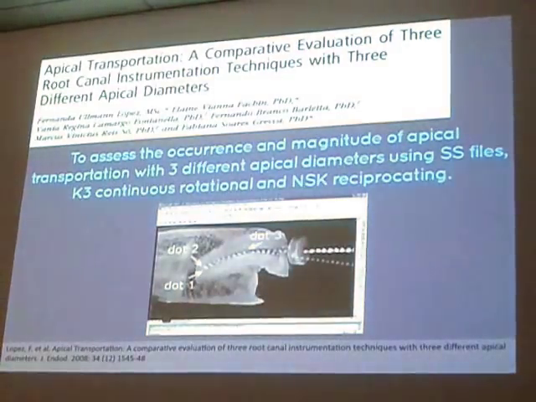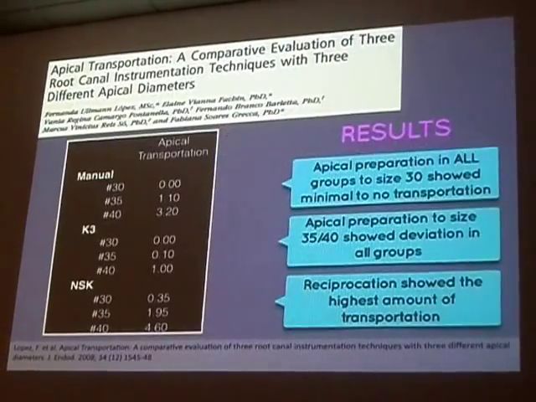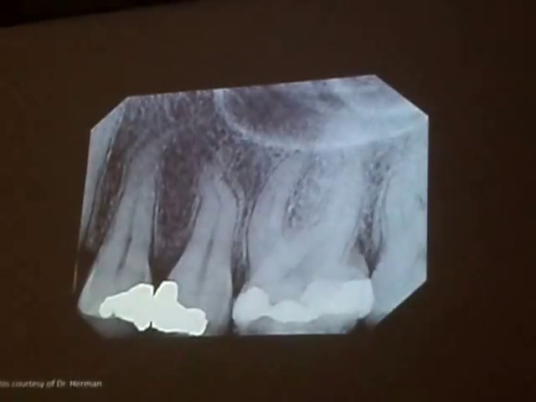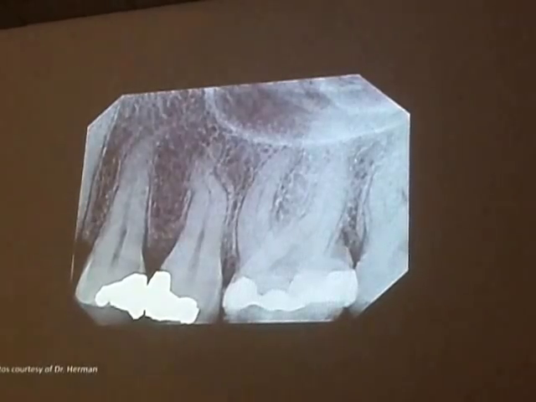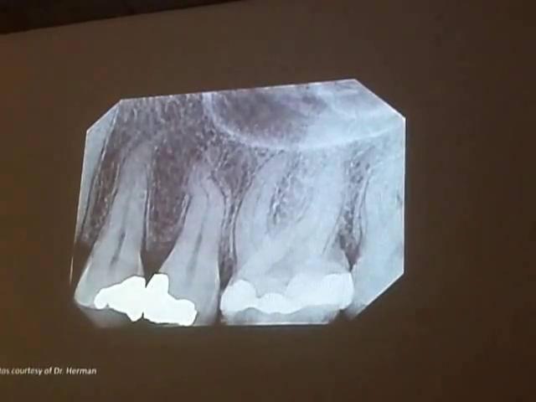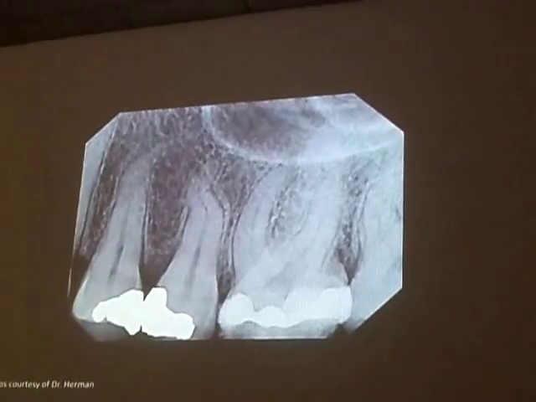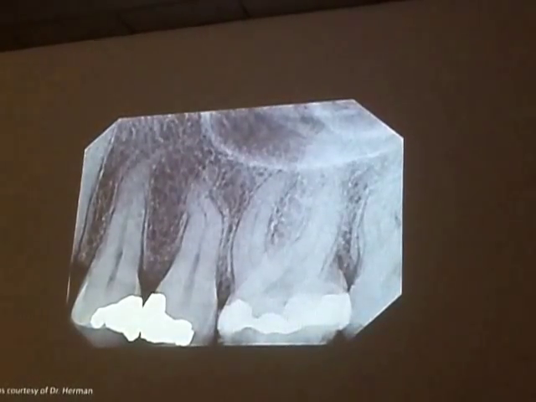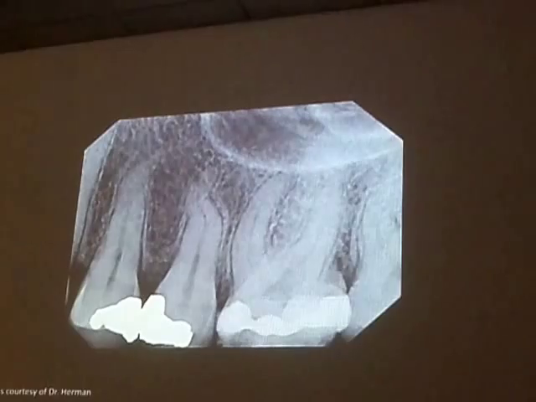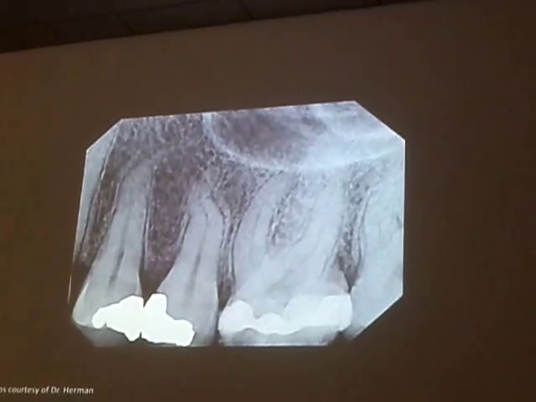Okay, so again, what we can see here is sort of respecting the original anatomy of the canal. So we have a pretty small canal that looks slightly calcified in the apical third of the tooth with a pretty severe curvature.